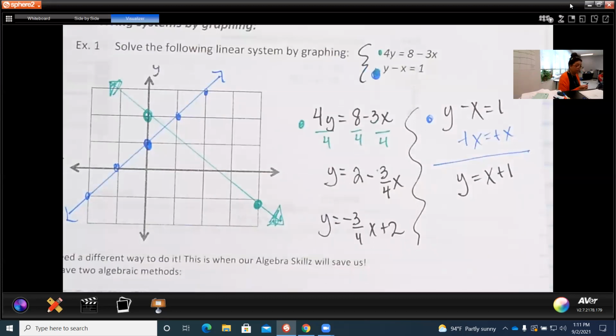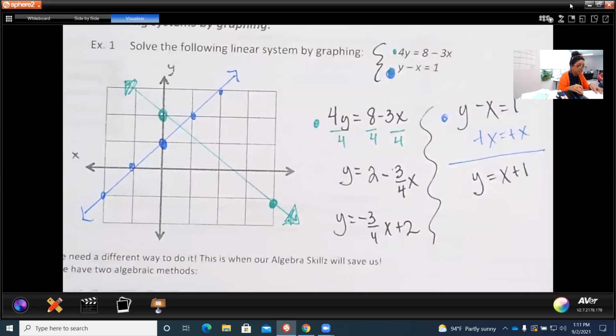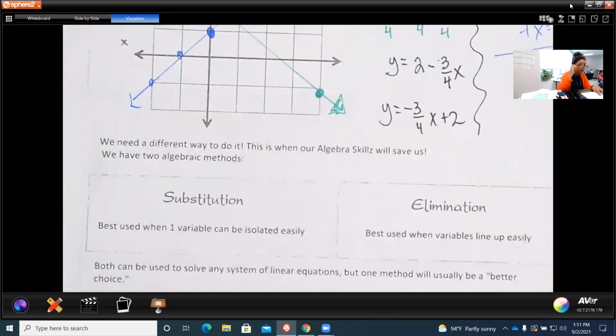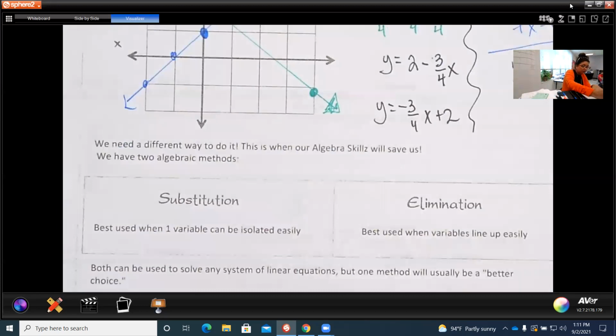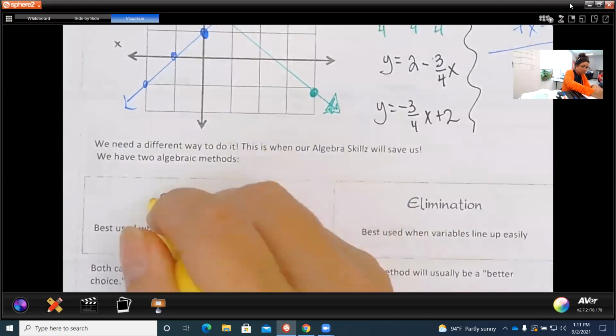Because are you going to be able to use Desmos on your test? No. So we need a different way to do it. This is when our algebra skills will save us. We have two algebraic methods. One of them is substitution.